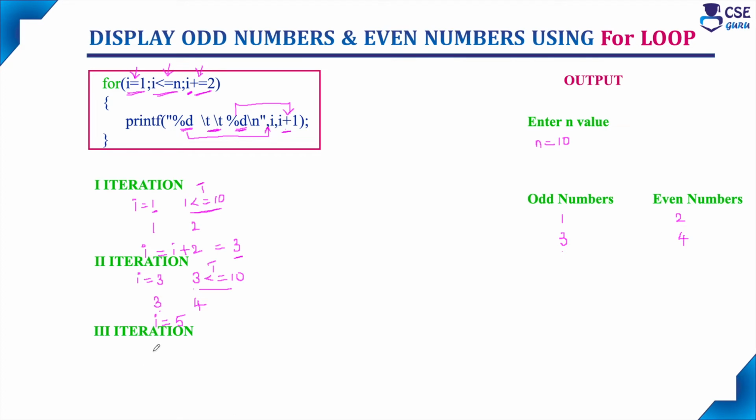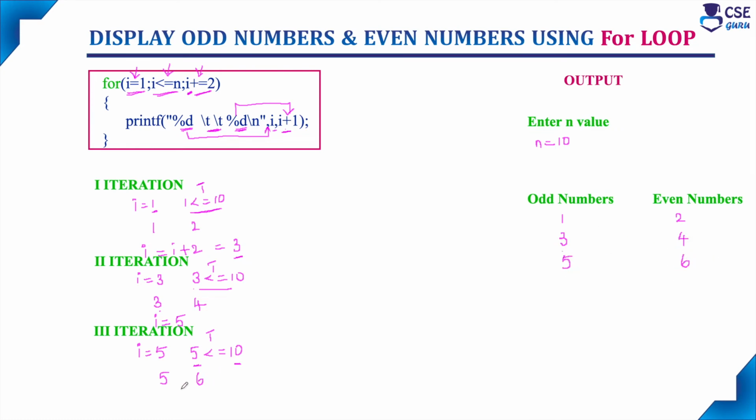So for the third iteration, consider I value as 5 and check the condition whether 5 is less than or equal to 10. Yes, 5 is less than 10. Condition true. So it will allow the body of the loop to execute once. And here it will display I value and I plus 1 value. So I value is 5, I plus 1 value is 6. In the output screen it will display 5 and 6.